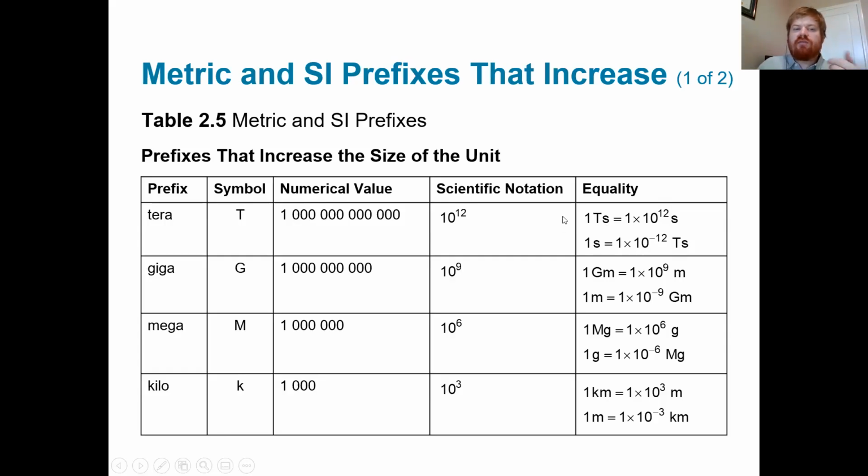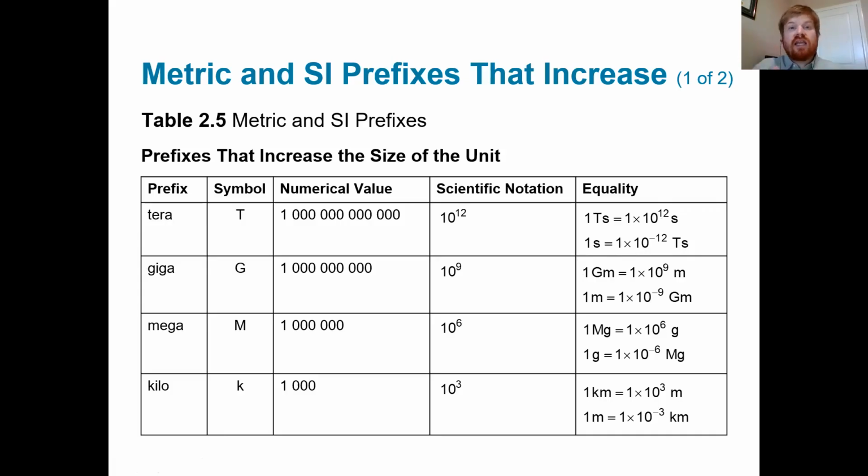And again, this is a very big number. So we wouldn't use this except when we're trying to communicate something that's, for example, a very long distance. If we're talking about cosmic distances, so distances from one star to another, you could use a terameter, for example. And this is the example here: 1 terasecond would be 1 trillion seconds.